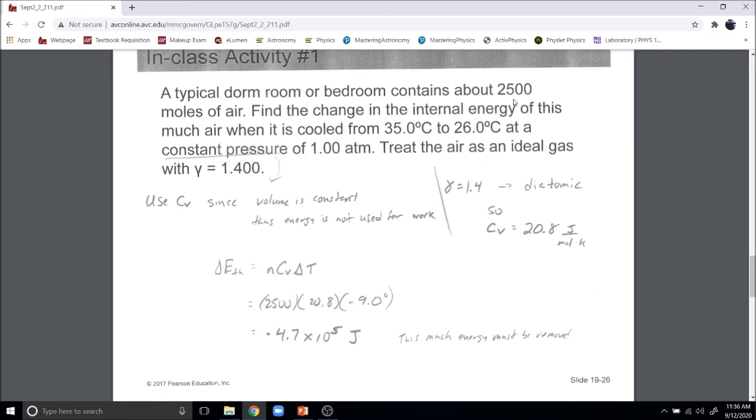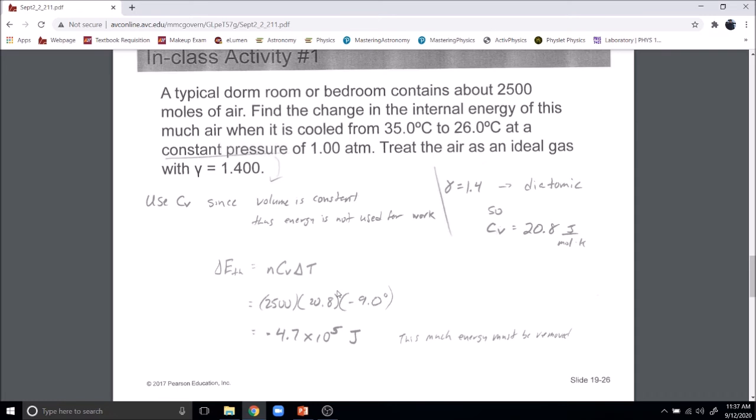All right. So we're going to use our nCvΔT. Again, there's no Q here. It's delta E. Big difference. For a diatomic gas, we use a value of 1.4 for gamma. That informs us that we have a diatomic gas, which we already know, because it's air, and air is diatomic. So the Cv value you're going to use is 20.8. Put everything into the equation, and you have to remove 4.7 times 10 to the 5th joules of energy to drop that temperature down.